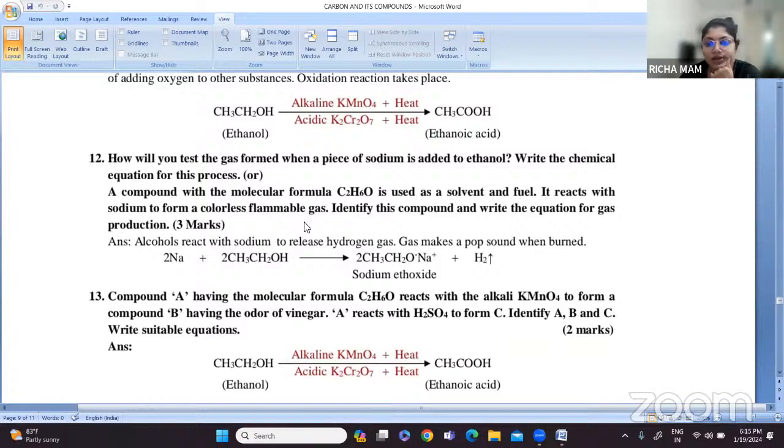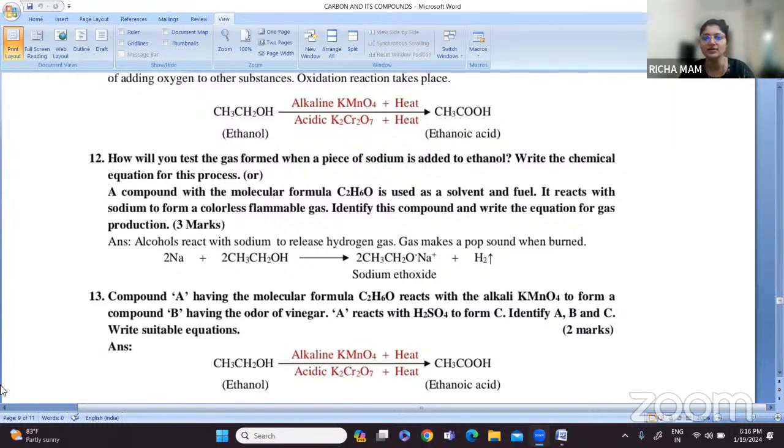Or the other question asked is, a compound with the molecular formula C2H6O is used as a solvent and a fuel. It reacts with sodium to form a colorless flammable gas. Identify this compound and write the chemical equation for this gas production.